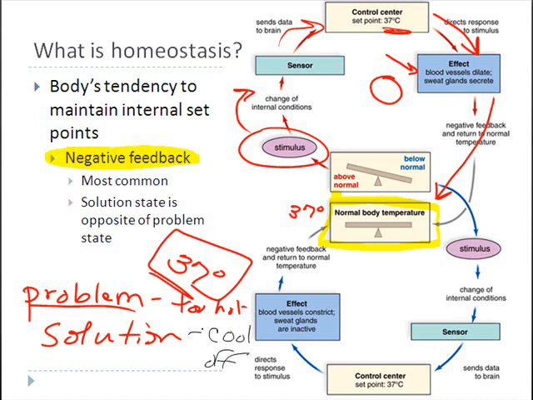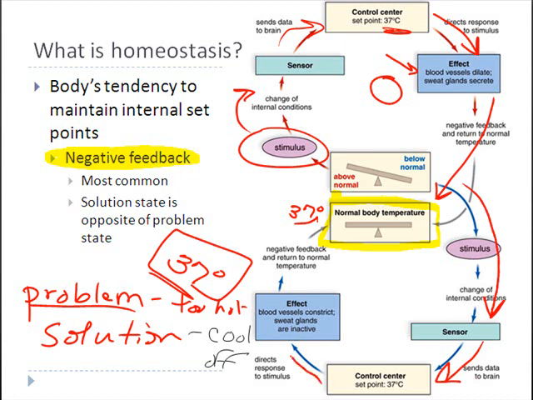Now let's take the reverse example. Let's say your normal body temperature, 37 degrees, starts to dip. Let's say you're going out in the winter time to walk the dog or whatever, and it's really cold out and your body temperature starts to drop. Again, you have neurons whose job it is to sense the change in body temperature and signal the brain, to tell the brain, hey, the body temperature is dropping here.